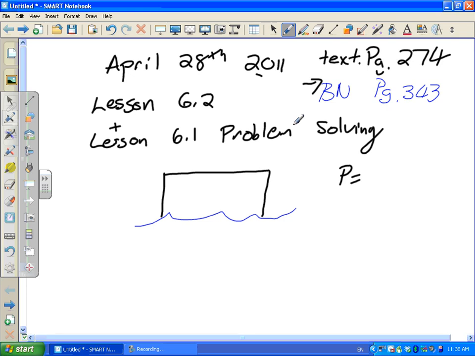It says completing the square part 3, okay? And that's what I've called lesson 6.1 problem solving. So we're going to do a little problem solving with the method we learned yesterday, okay? So we're going to go over example 1.